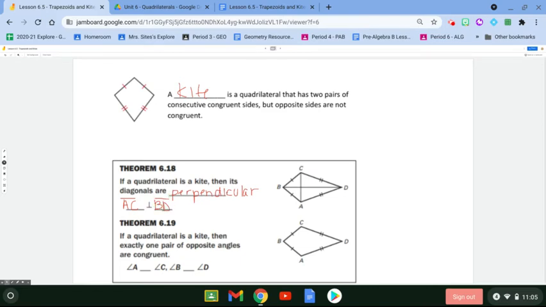Another special feature about a kite is that exactly one pair of opposite angles are congruent. So angle A would be congruent to angle C, or angle B would be congruent to angle D. So you get exactly one pair of opposite angles being congruent to one another.